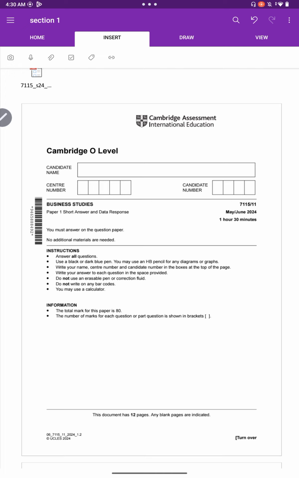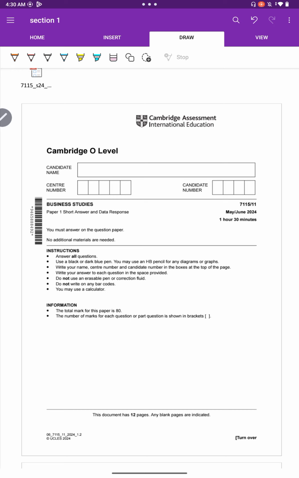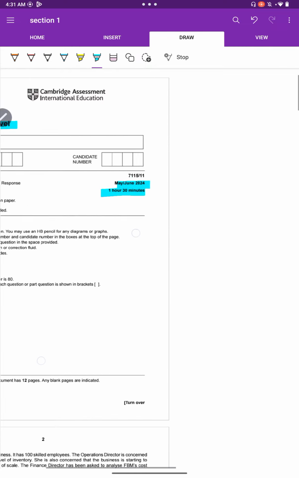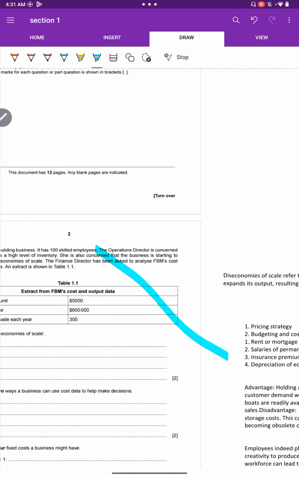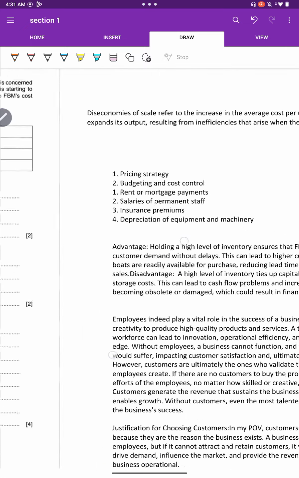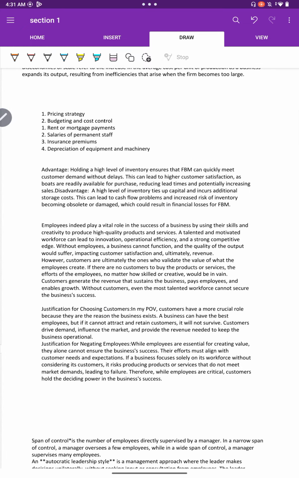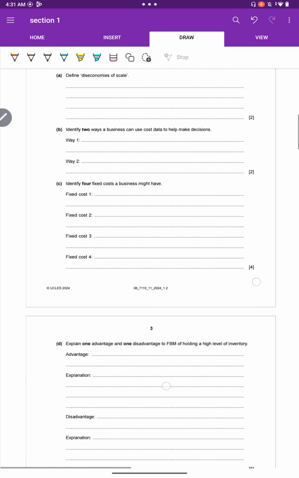As you can see, we have this very new paper, May June 2024, paper 1 variant 1, Business Studies for O levels and IGCSE. We have 1 hour 30 minutes to solve the whole paper, but I already solved this paper for you guys. We are going to discuss each and every part of this question.